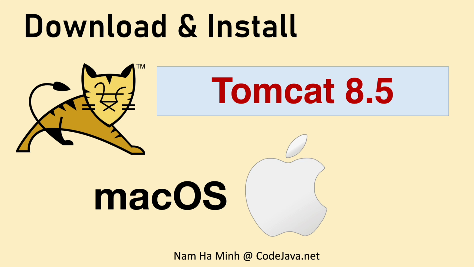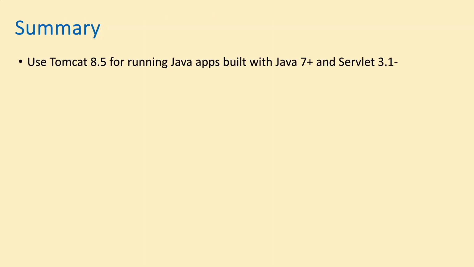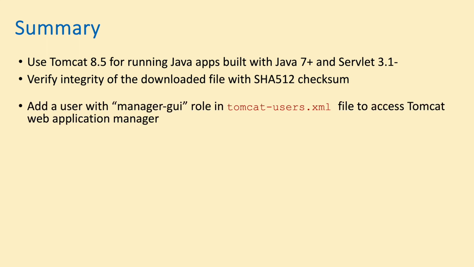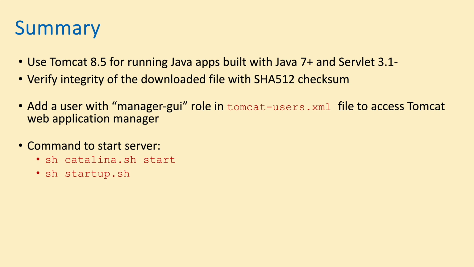Alright, so you have seen how to download and install Apache Tomcat version 8.5 on macOS. Note that you use Tomcat 8.5 for running Java applications built with Java 7 or later and Servlet 3.1 or older. And you must verify the integrity of the downloaded file with the SHA-512 checksum and add a user with the manager-gui role in the tomcat-users.xml file in order to access the Tomcat Web Application Manager. And the command to start the server is using the catalina.sh script, and you can also use a shortcut which is in the startup.sh file, and this is the command to stop the server.